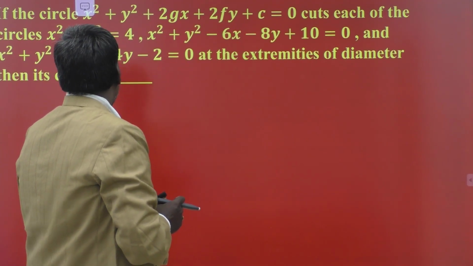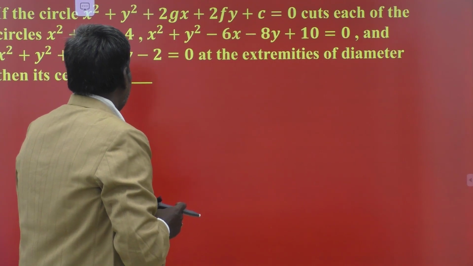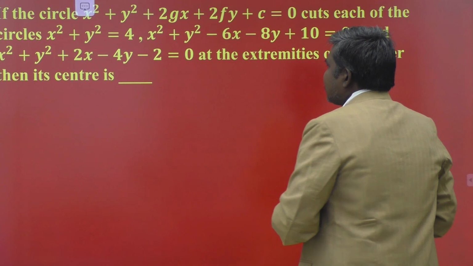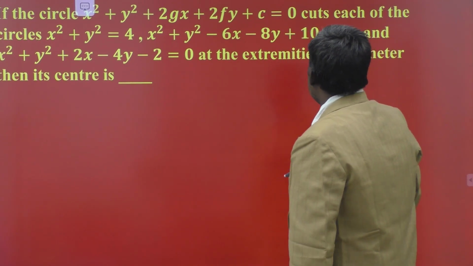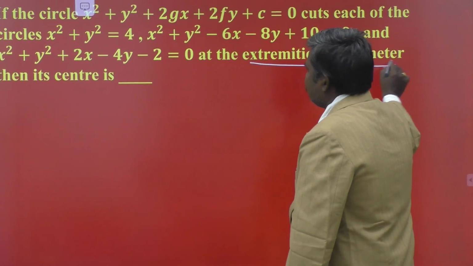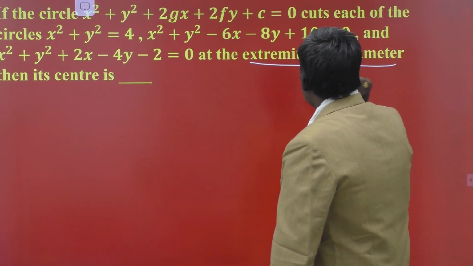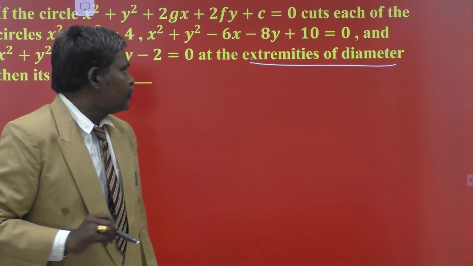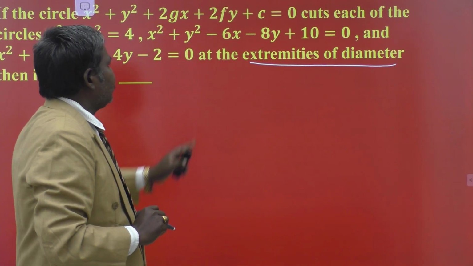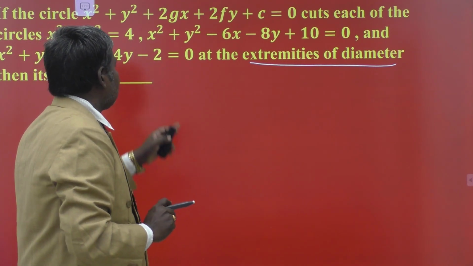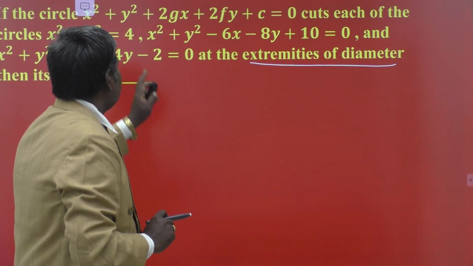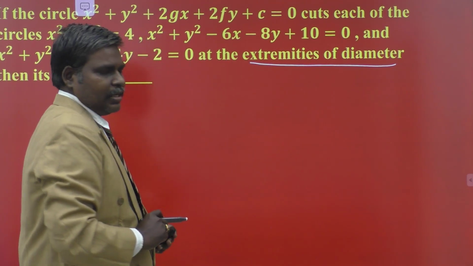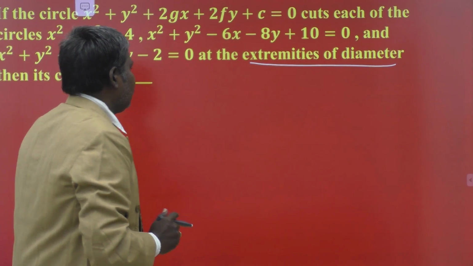See, this is another question for you. If the circle x squared plus y squared plus 2gx plus 2fy plus c equal to 0 cuts each of the three circles at the extremities of a diameter, not cutting orthogonally, then what is its center? Very nice question. This is the circle. What is the role of that circle? It cuts the three circles such that at their extremities of diameter, not cutting orthogonally here.